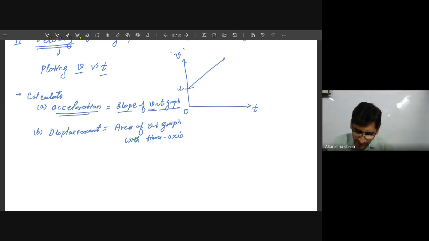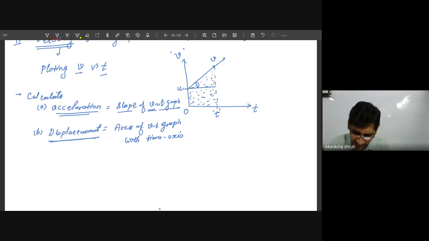If I am interested up to the time t, or say t1, this is the time t. So at this time t, the object has reached the velocity v. Then what is the acceleration? Acceleration is calculated by taking this slope. And what is the displacement? Displacement is calculated by taking the area. Means this dotted entire area.